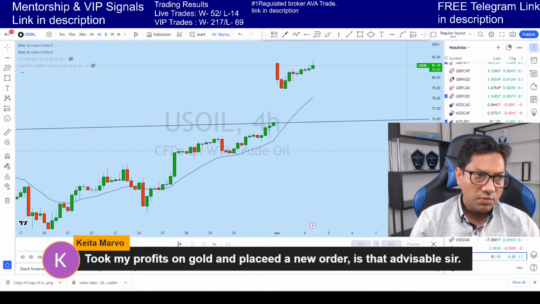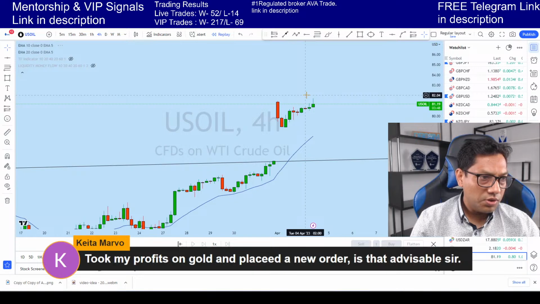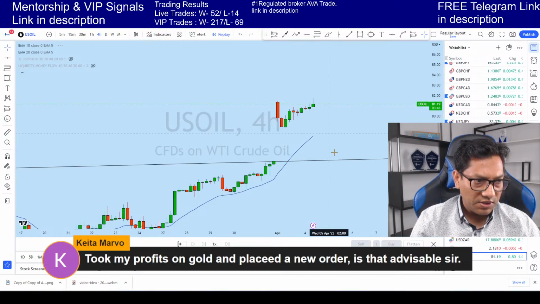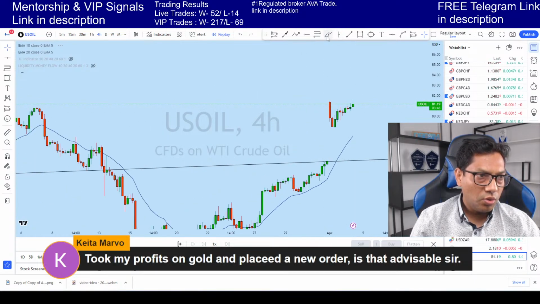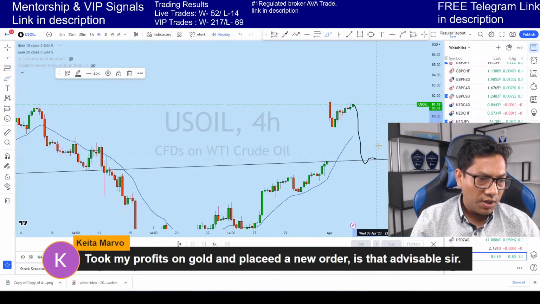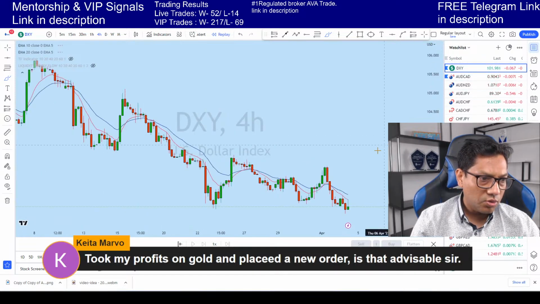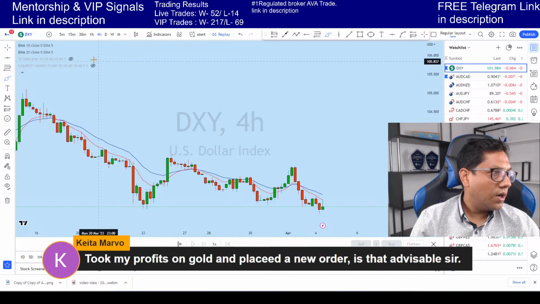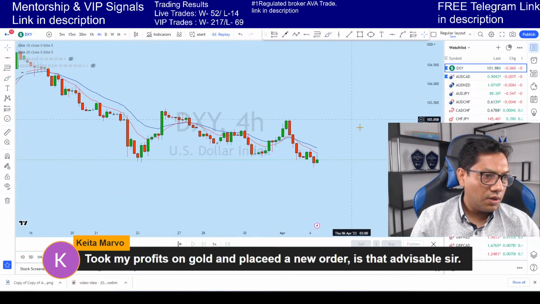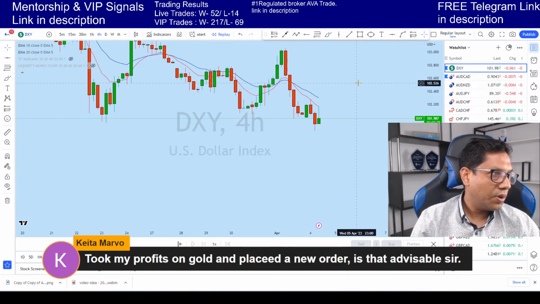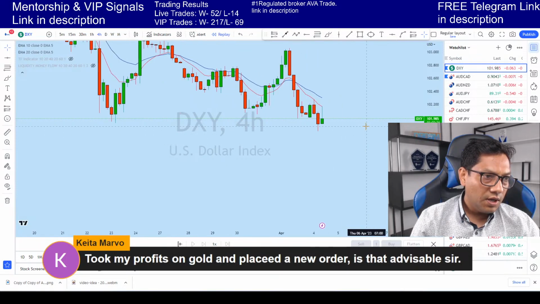US oil, there is nothing we can do now, because we need to see that this gap is filled, and once the price drops to this level we can expect it to go bullish. So these are the candles that are closing. Let me look at DXY. Okay, so DXY, the way I see it, looks like it is preparing for another drop.